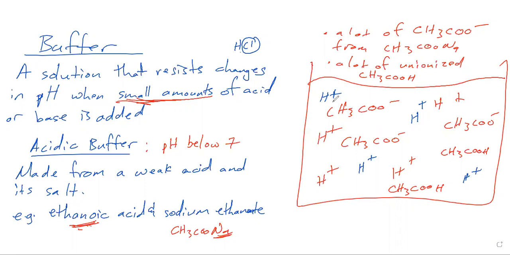If you add the hydrogen ion, something in the buffer must combine with the hydrogen ion. So the ethanoate ion can combine with the hydrogen ion here. Remember, ethanoate ion.